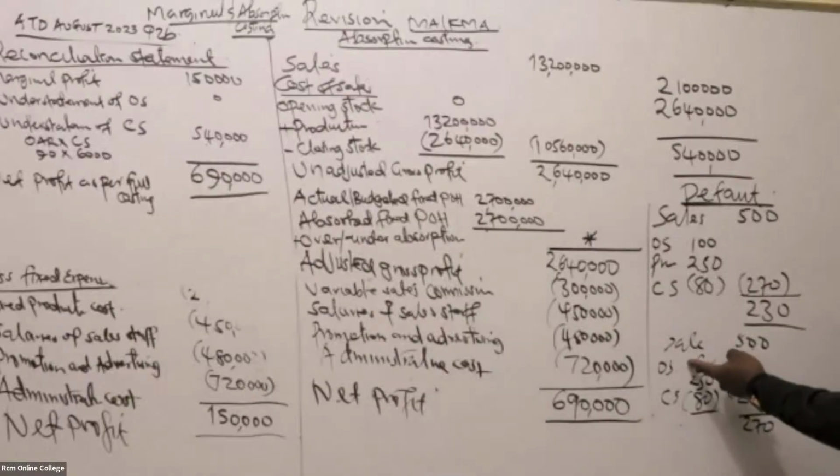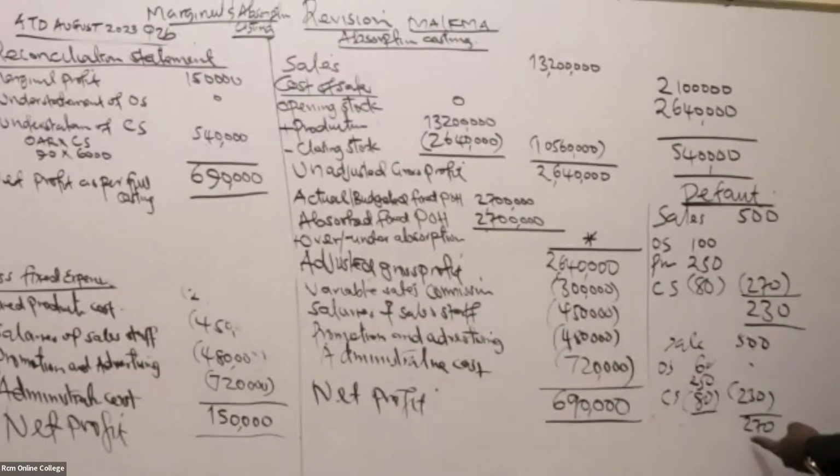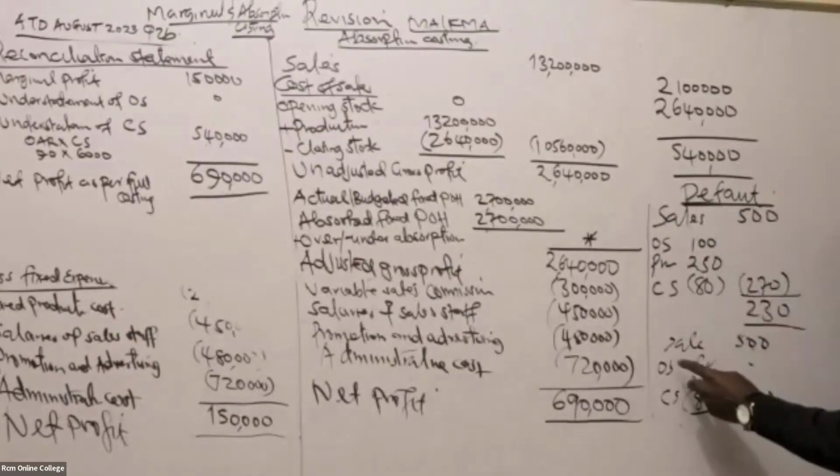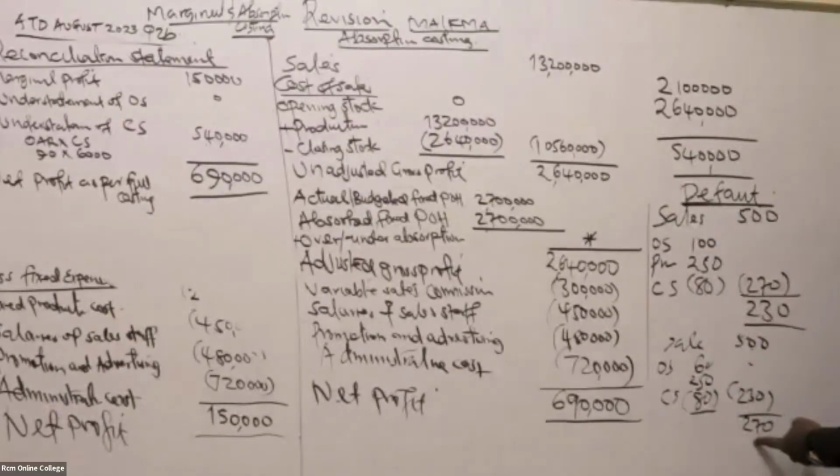When you understate opening stock, you are exaggerating your profit from 230 to 270. Understatement of opening stock by 40 shillings exaggerates our profit by how much? By 40 shillings. So how do we get back to the real profit?